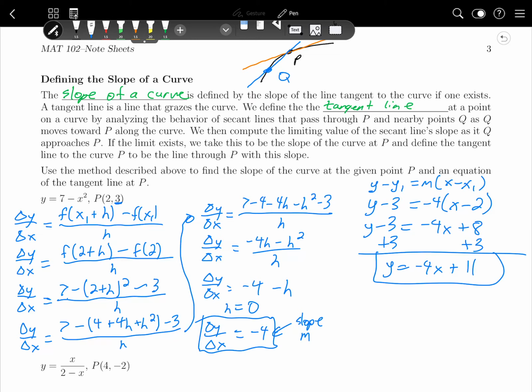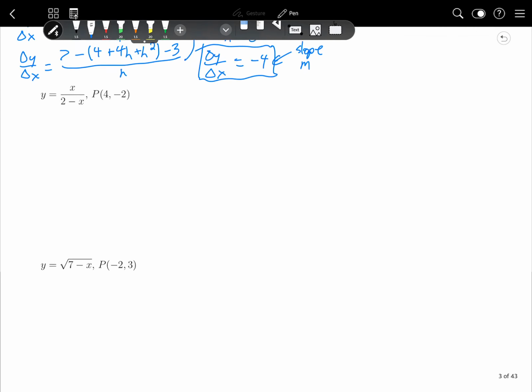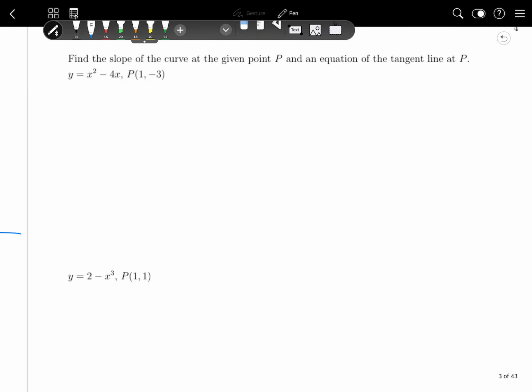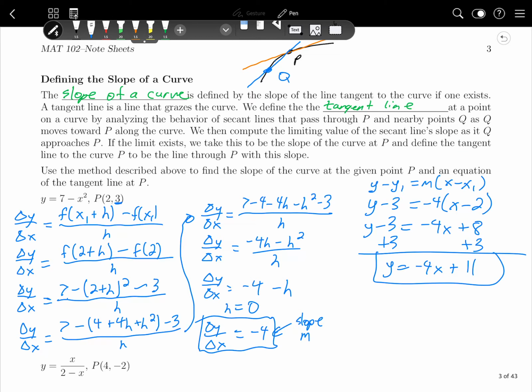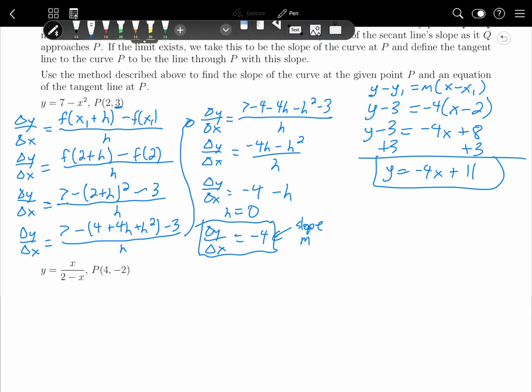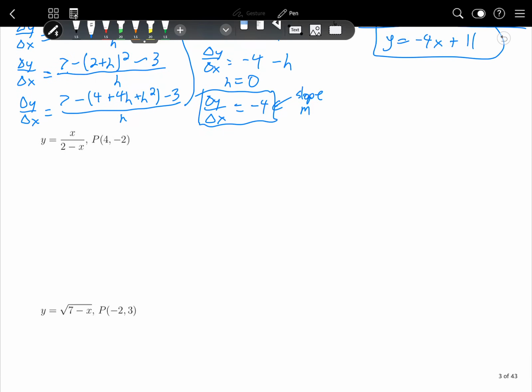Okay, so at this point, let's try another one together, and then I'll have, well, I think we'll go ahead and try 2 more together, and then we'll have you pause the video and try one on your own. So that one was a polynomial, a quadratic equation. Now let's talk about a rational equation.